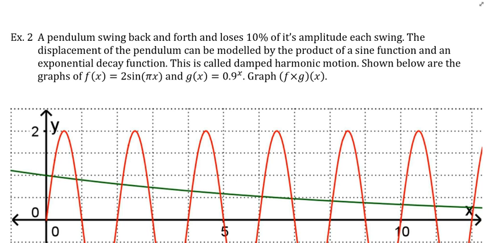So if we take a sine function and combine it as a product with an exponential decay function, then you can get a very accurate model of this situation. So the functions that I chose are 2 times the sine of pi x. Don't worry too much about that, but you can think about, what's the period, what's the amplitude, all that. The amplitude's obviously going up to 2, down to negative 2. And then a graph of 0.9 to the x. And you see that graph is the green one going below. But all we're going to do is think about the product of these two.